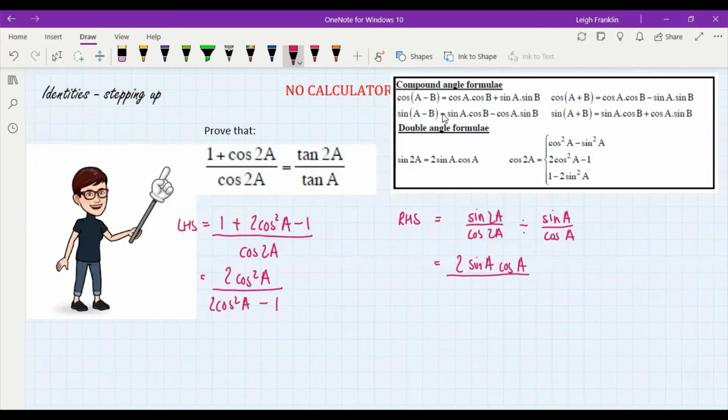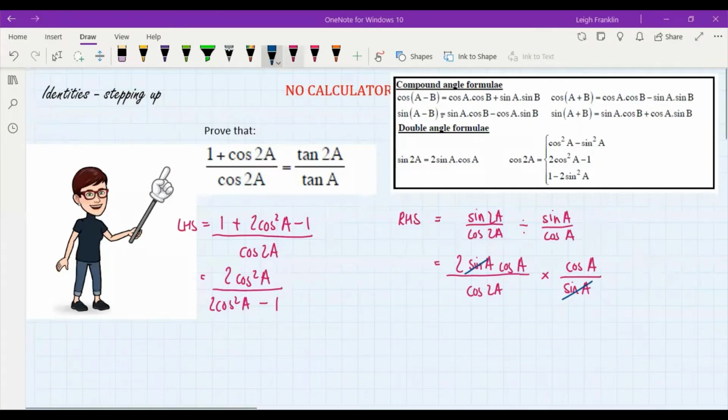We don't know what to write cos 2a as, so I'll just leave it as cos 2a for now, times, and then I've got to put cos a at the top, and I need to put sine a down at the bottom. If I wanted to, is it okay for me to cancel like that? Is that allowed? Am I breaking any rules? No, I'm not breaking any rules. I'm allowed to do that.